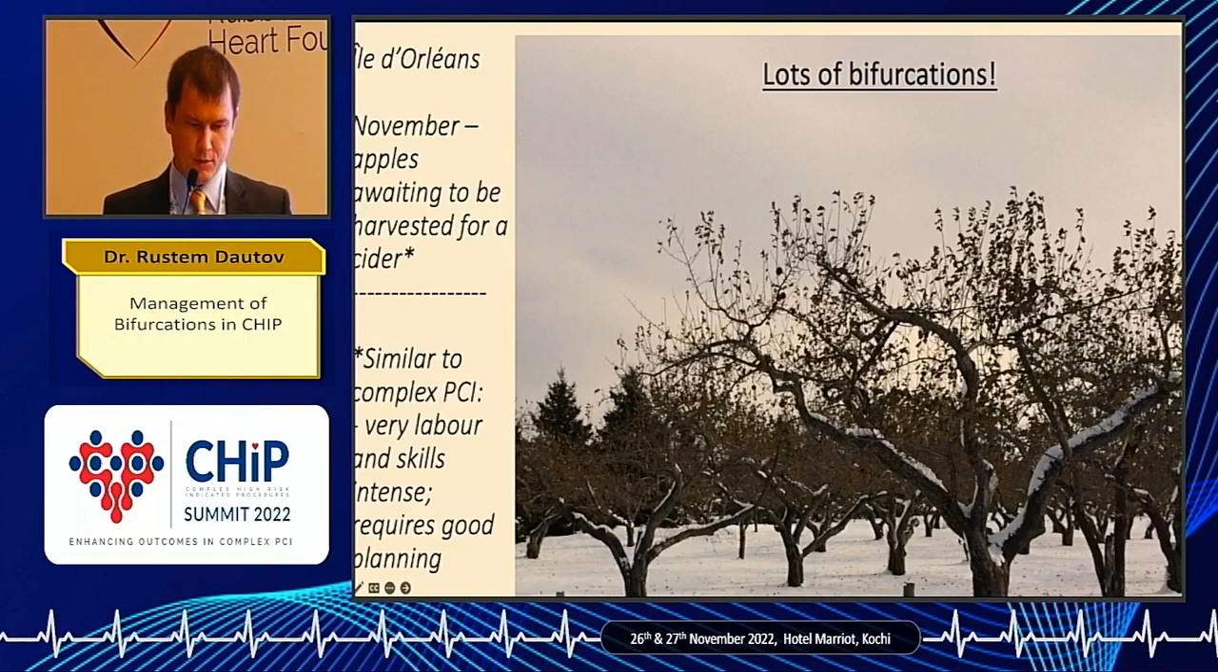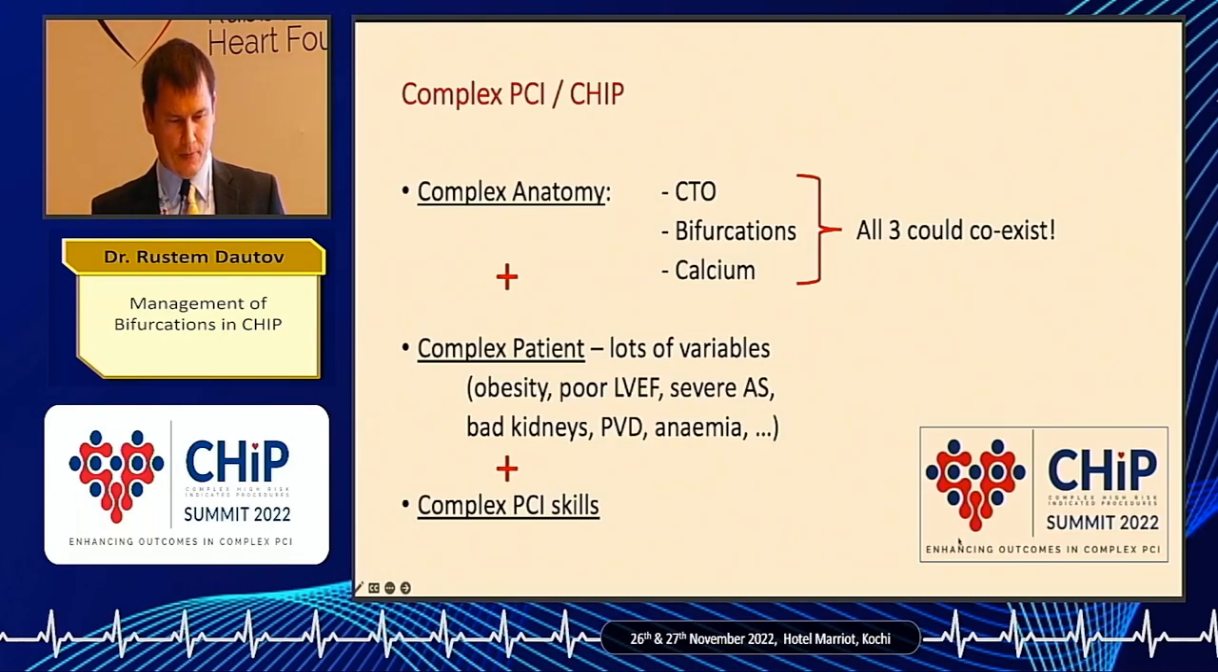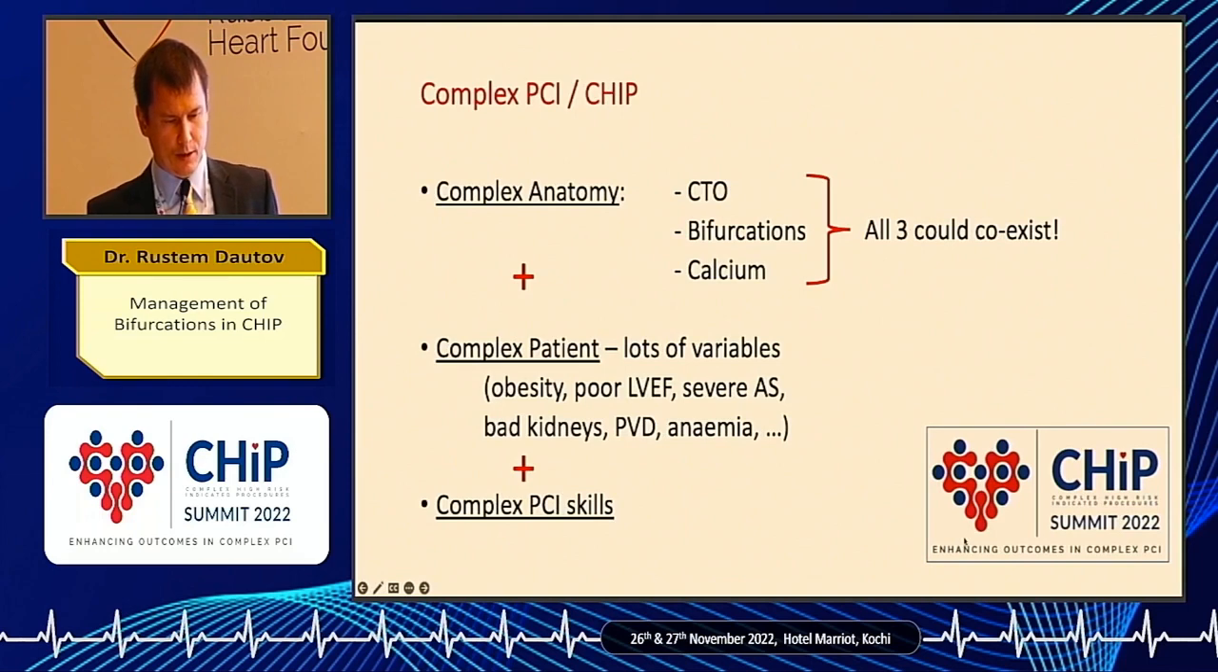So this is a picture of Île d'Orléans, island next to Quebec City, where I did my fellowship. In November, exactly this time of the year, you have apples still there in preparation for cider. They need 3 days of constant temperatures minus, and a lot of labor, a lot of planning to make a good product. So very similar to what we get in CHIP, a lot of good planning with good team.